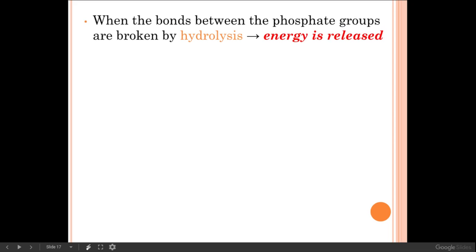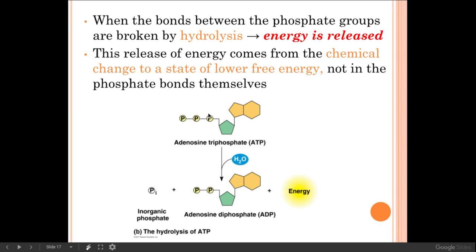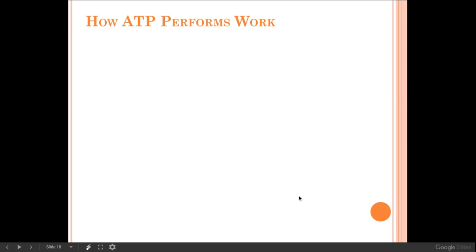When the bonds between the phosphate groups are broken by hydrolysis, if we remember this back when we were talking about polymerization, monomers becoming polymers or polymers becoming monomers, hydrolysis energy is released. And this release of energy comes from the chemical change to a state of lower free energy, not in the actual bonds themselves. So as we break off this phosphate that was attached to the ATP, we're left with ADP plus this phosphate and a lower amount of free energy here, and that energy is going to be transferred into doing some sort of work later on.